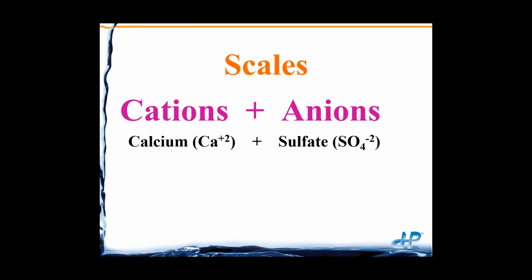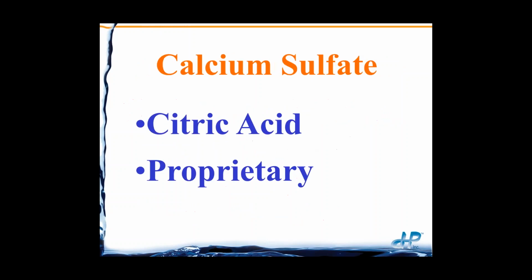All of the other scales, fortunately, are not going to be as common, but also they're not going to be as easily removed, because now we have to chemically dissolve that bond between the calcium and sulfate, that bond that's in the crystal matrix. So with this, a chelating agent, you can also use hydrochloric acid, so that is an option here. And there are other ones. I'm just giving you the top 2 or 3 in each category. So calcium sulfate, something like citric acid, and then proprietary.